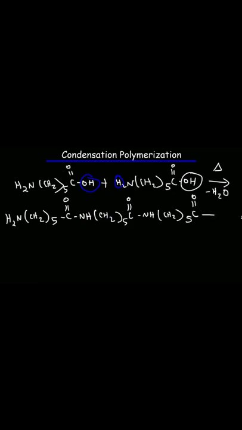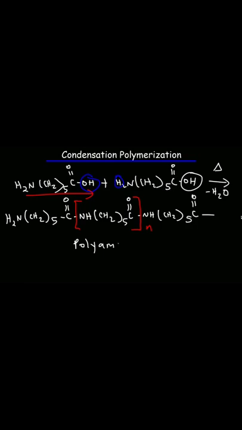So let's identify the repeating unit. If we look at our monomer, if we read it from left to right, we could start with the nitrogen atom, and we can end with the carbonyl group of the carboxylic acid. So that is going to be the repeating unit. So that's another example of a polyamide.